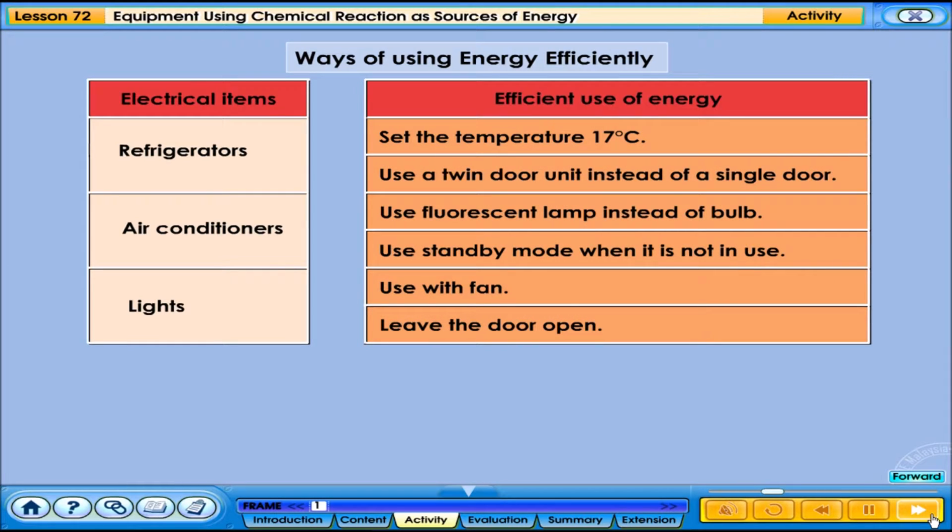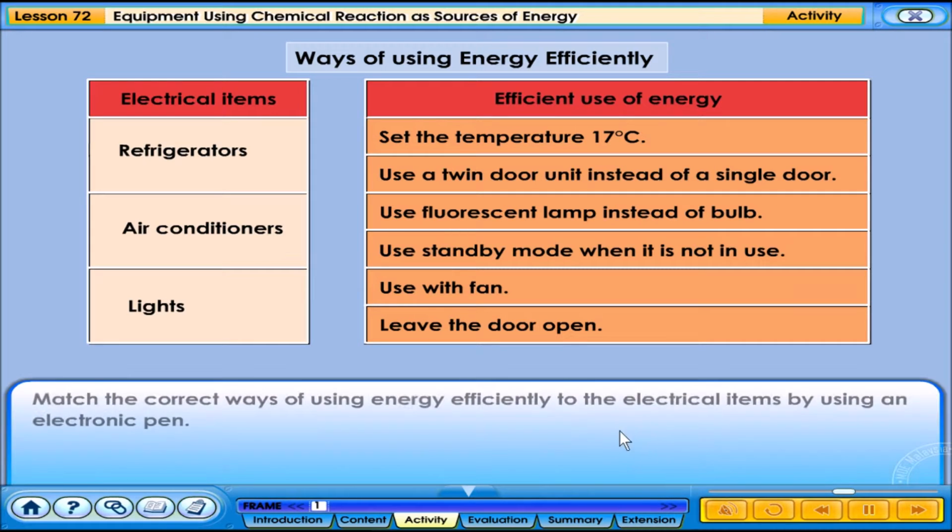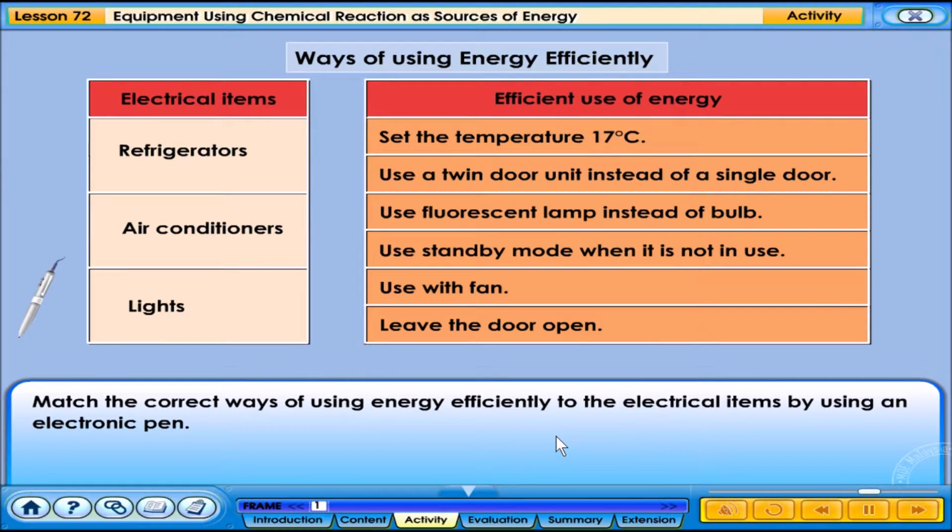The table shows statements related to ways of using energy efficiently. Some of the statements are not true. Match the correct ways of using energy efficiently to the electrical items by using an electronic pen. Click the Answer button to check. Your answer is correct.